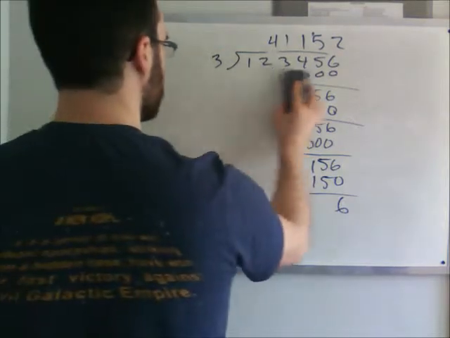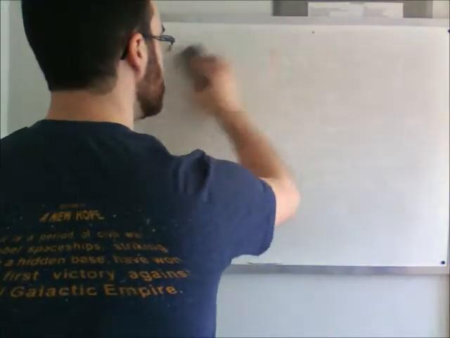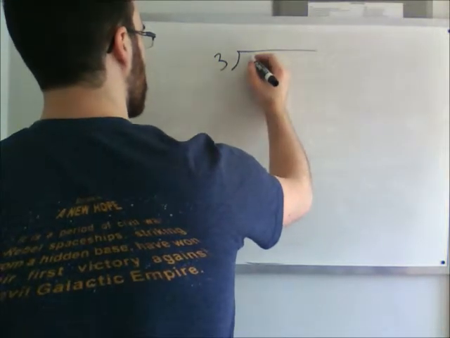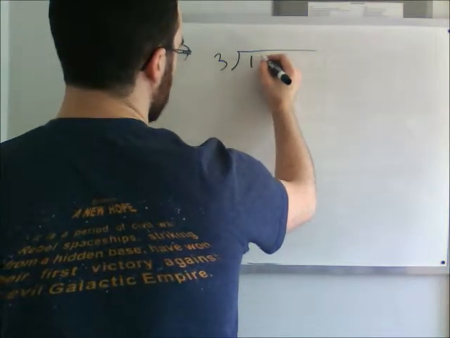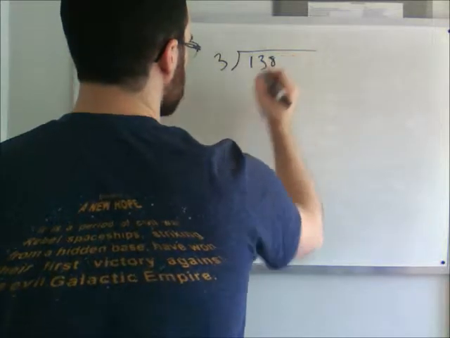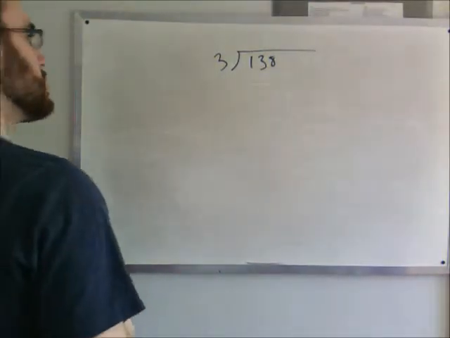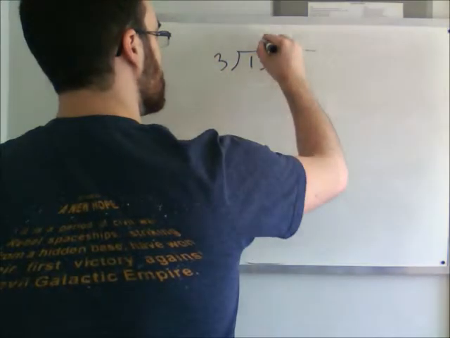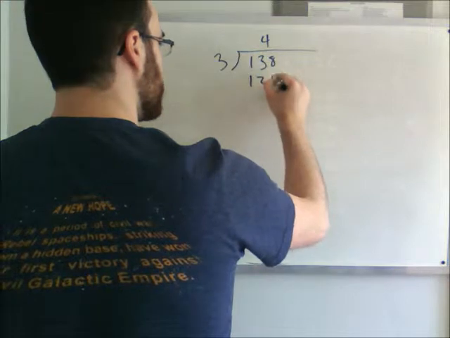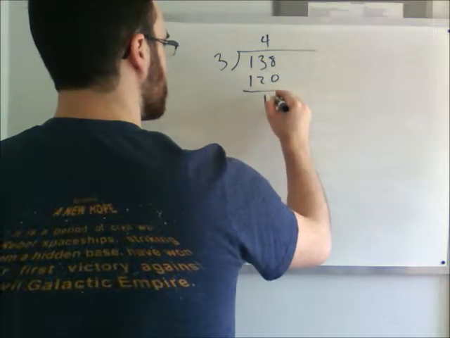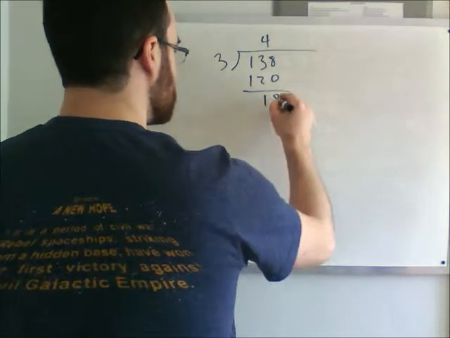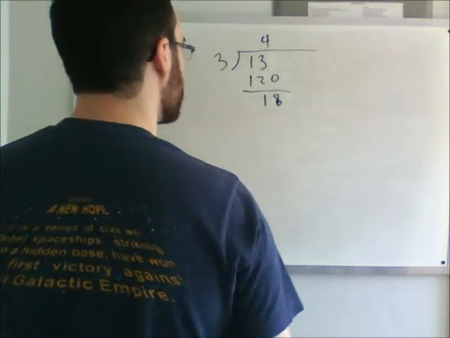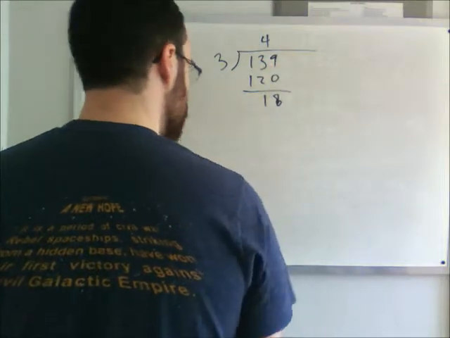One last thing I want to talk about before this is complete. Let's say we have 3 divided into 138, because I know that won't divide properly. So how many times does 3 go into 1? It doesn't. 3 goes into 13, though, 4 times. 4 times 3 is 12. Bring down our 0. And we're going to be left with 18 left. It does work. So let's add one more onto that. Let's say 139. So this ends up being 19.